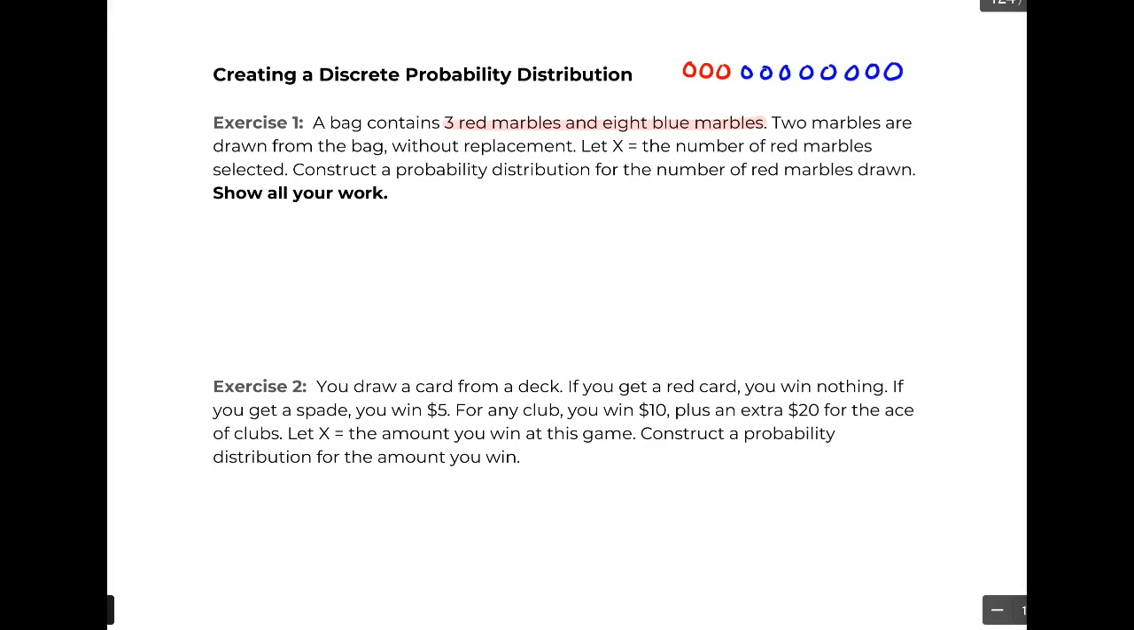And then we are going to select 2 marbles without replacement. So there's our little pat on the back that we are indeed doing sampling without replacement. Now x is going to be the number of red marbles selected, and we're going to create a probability distribution. If you're going to create a probability distribution, there are essentially 2 pieces.